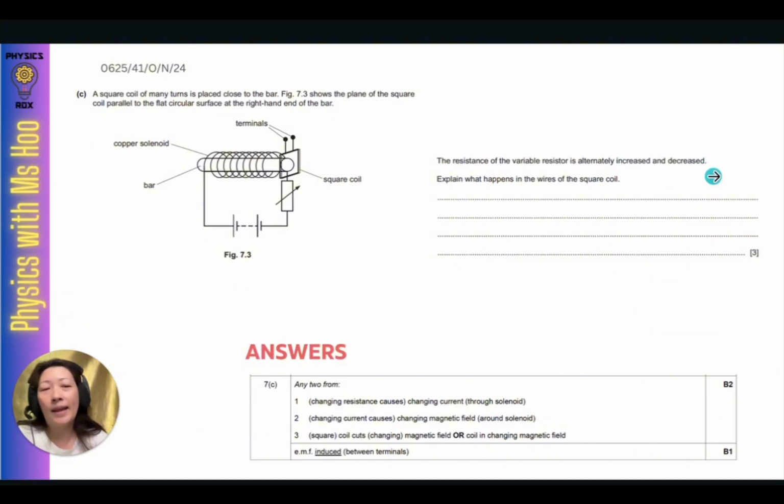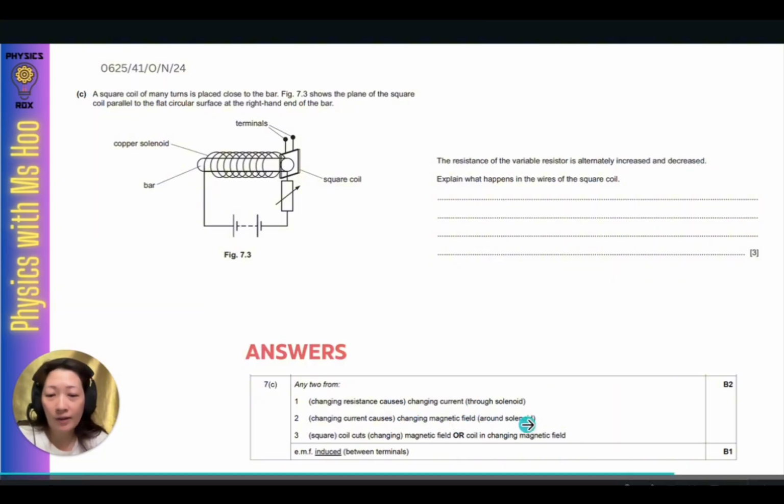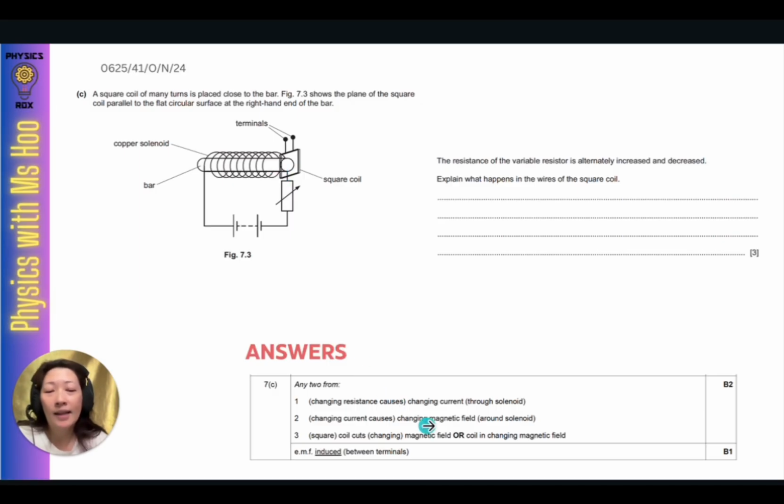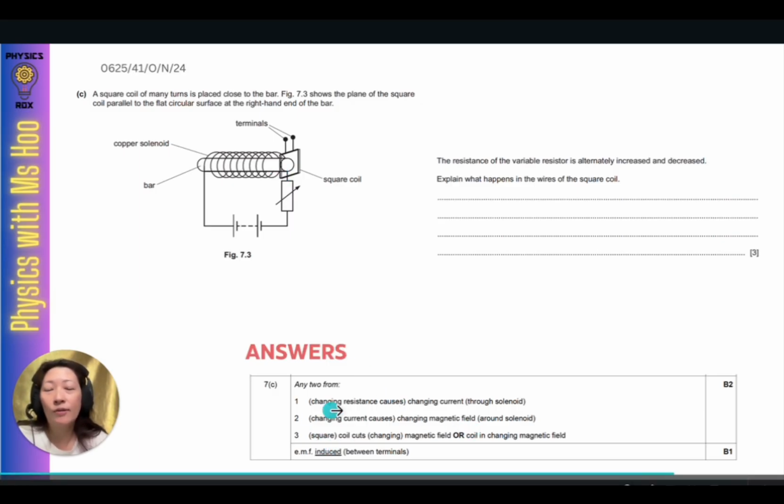this is actually behaving similarly to a transformer, because the resistance is alternately increased and decreased, causing the current value to change. So the changing resistance causes a changing current, which causes a changing magnetic field. And the purpose of the square coil placed here is to cut the magnetic field to induce EMF.